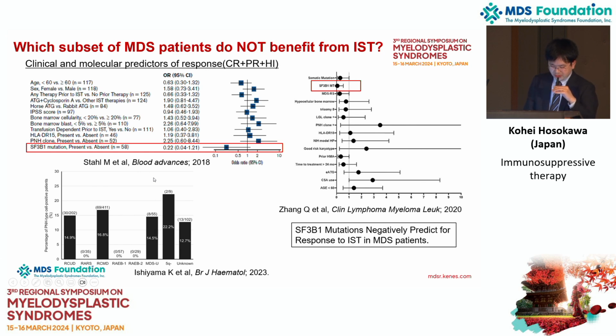So it is interesting to see that PNH type cells are not detected in the RS in our cohort. So I think that these diseases are not mediated by immune cell destruction.